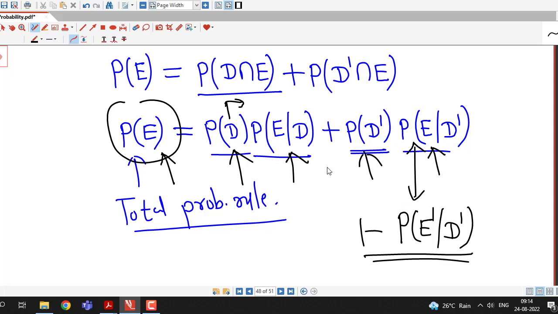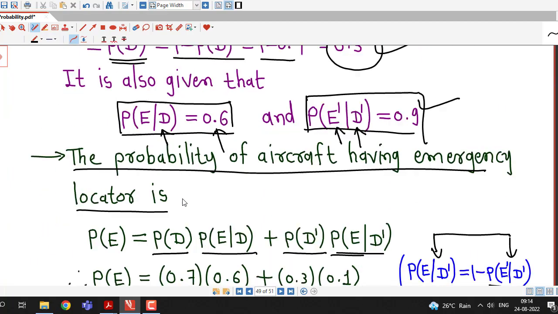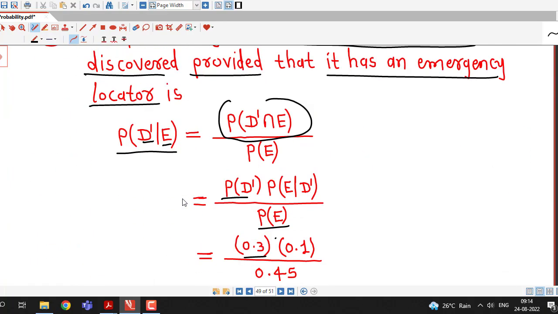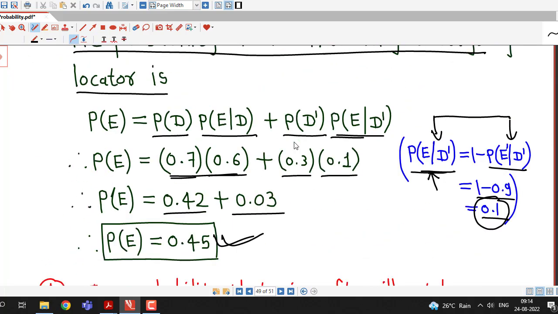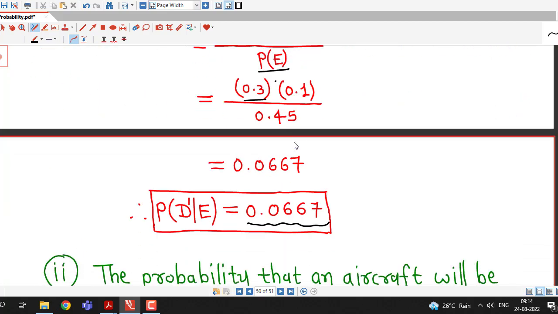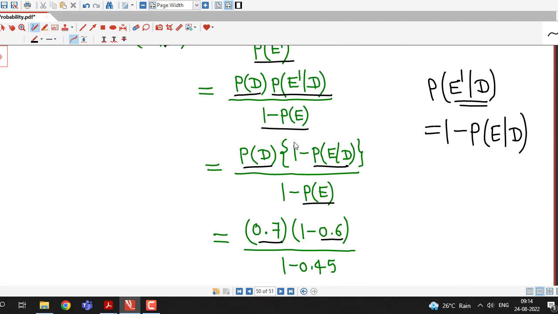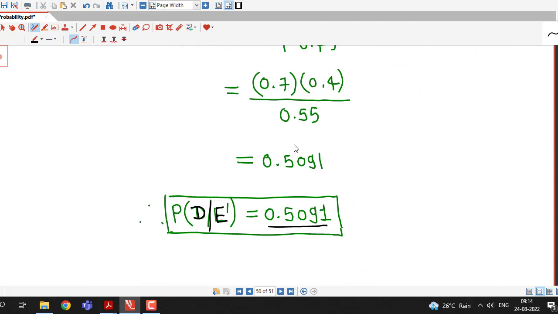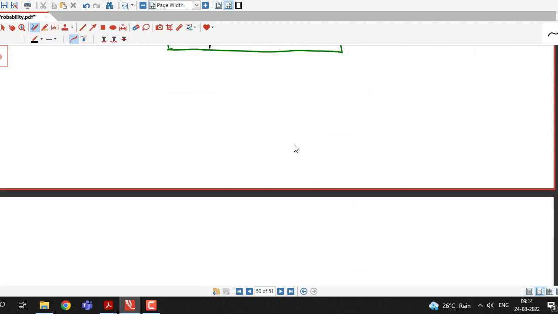So using all this information, first we have to decide what is probability of E, because we require probability of E to obtain this probability. In the denominator we require probability of E. So first we have to calculate probability of E using the total probability rule, and then using the definition of conditional probability we are able to decide the required probabilities. So this is all about this session.